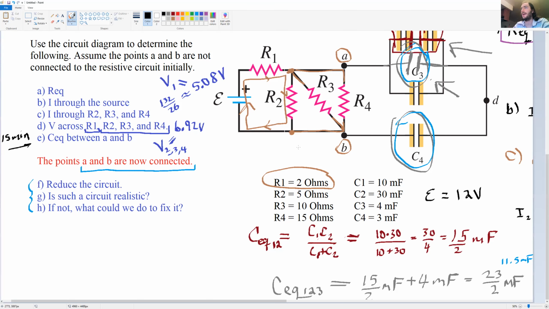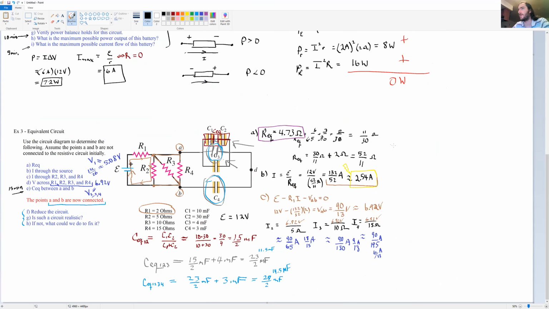Well, let's go ahead and find some space for us to work here. So I will go ahead and start redrawing the circuit now. I know that R2, R3, and R4 were in parallel before, but are they in parallel still when A and B are connected? The answer is yes, because the points A and B are still shared by those three resistors. So R2, R3, and R4 are still connected in parallel.